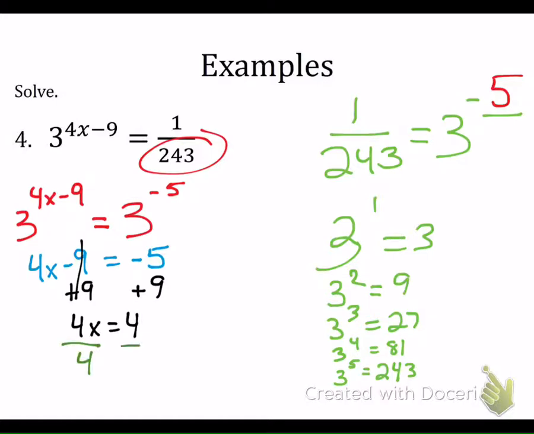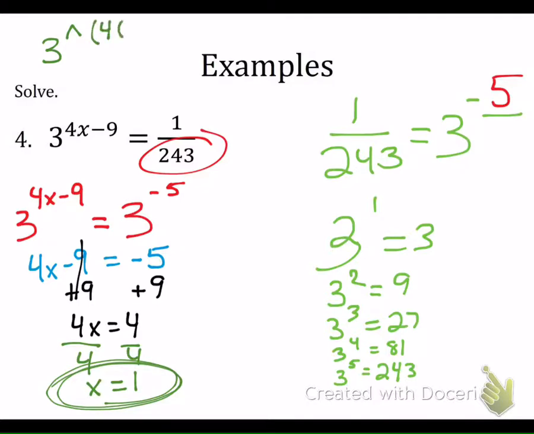And then divide by 4, and x equals 1. Now, if you're ever like, I don't know about this, plug it back in. And in the calculator, you can do 3 and then this button. And then you probably want to open parentheses. 4 times 1 minus 9. Okay? And you'll get some big, long, crazy decimal, and that's fine, because then you'll clear the calculator, and you'll hit 1 divided by 243, and you should get that same crazy decimal. And if you don't, you made a mistake.